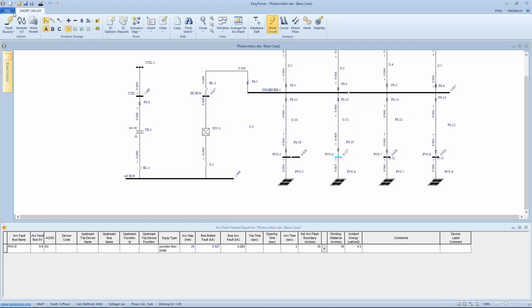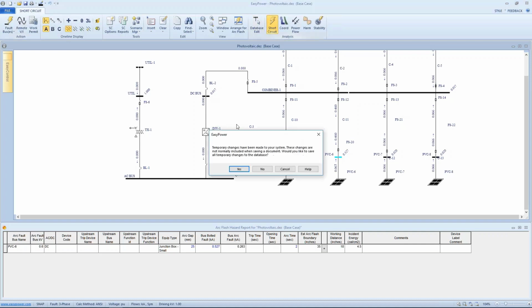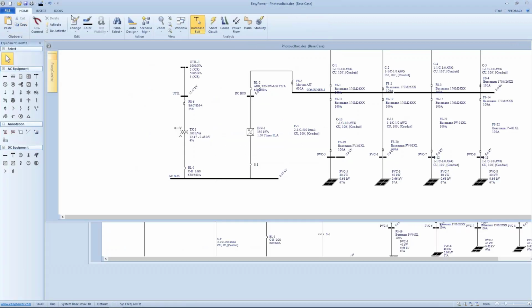Okay, one other thing I wanted to touch on, and I'm going to add a battery bank to this example.